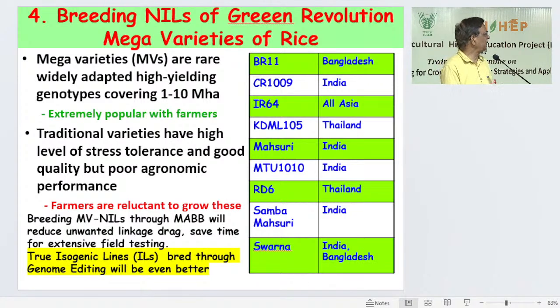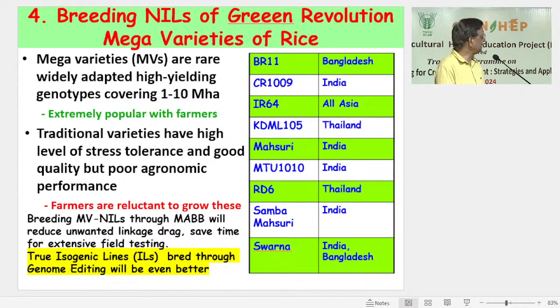This is basically developing the NILs or near isogenic lines in the mega varieties, the varieties which are already very popular, but they may be lacking some disease resistance or certain traits for drought tolerance. You can add that in that background, then it will become a NIL of that mega variety. So these mega varieties are very popular among the farmers because they are high yielding.